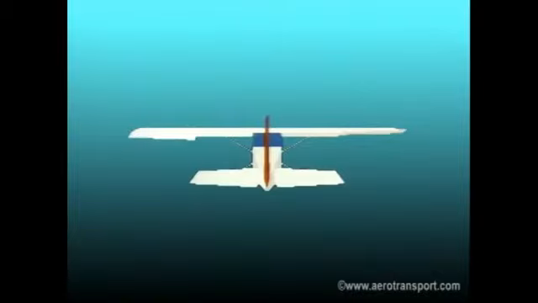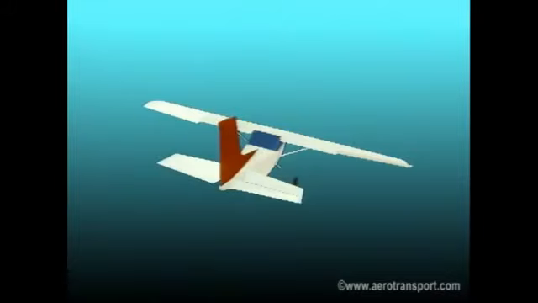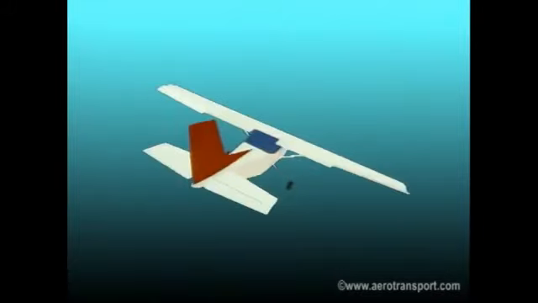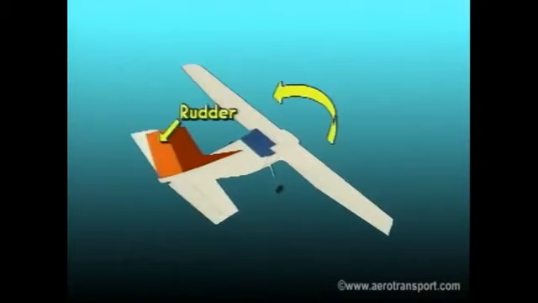Now, use the ailerons to roll the plane to the desired bank attitude. Maintain this attitude and at the same time control any yaw with the rudder. Avoid the temptation to use too much rudder. Remember, only use the rudder to counter the adverse yaw.